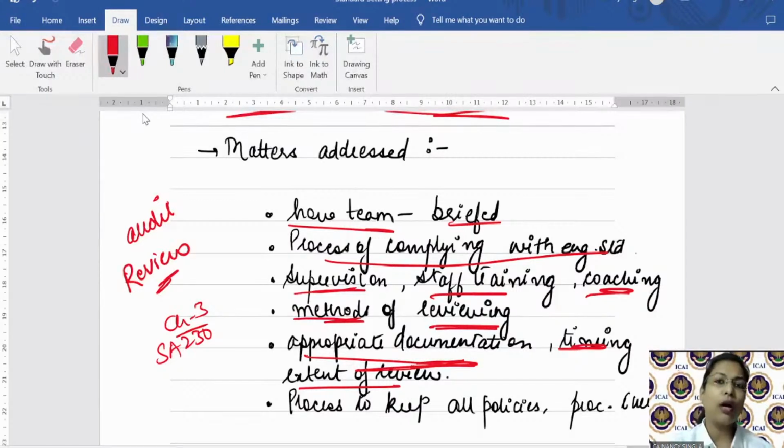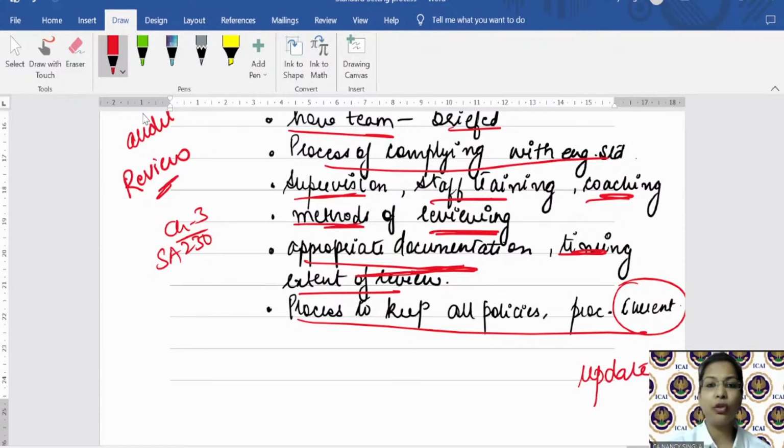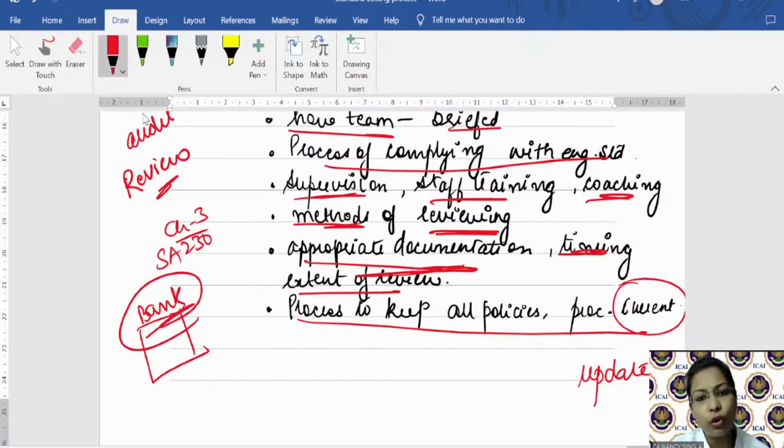So how to maintain the appropriate documentation, what is the timing and extent of review, and the process to keep all the policies and processes current. Current is what? Updated. What is the process? ऐसे तो नहीं है कि आपने बैंक ऑडिट पे जो आप गाइडेंस मटेरियल दे रहे हो वो बहुत पुराना है, उसके बाद तो बहुत कुछ नया आ चुका है. So how to keep the policies and procedures updated.